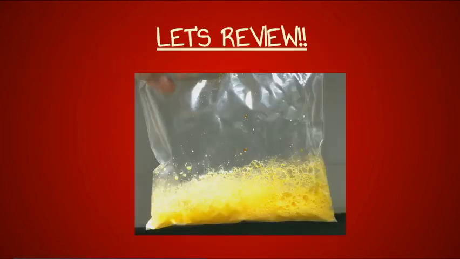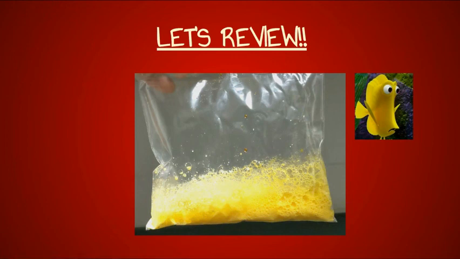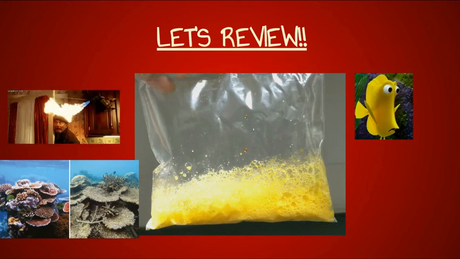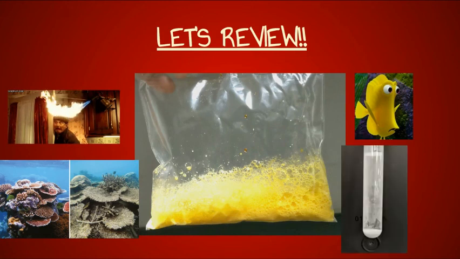So, in review, we had bubbles, formation of a gas. We had a color change, which in this case happened to be the carbon dioxide forming carbonic acid. We had an exothermic reaction, a change in temperature, and then we had the formation of a precipitate.